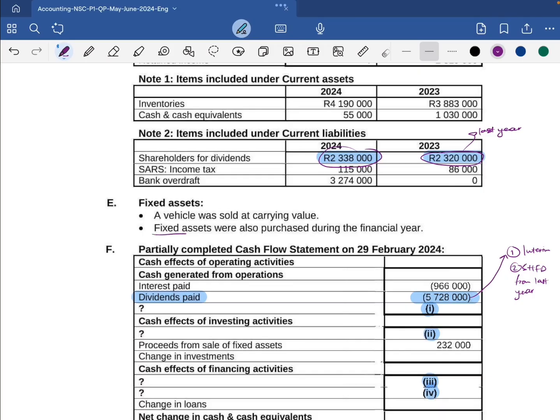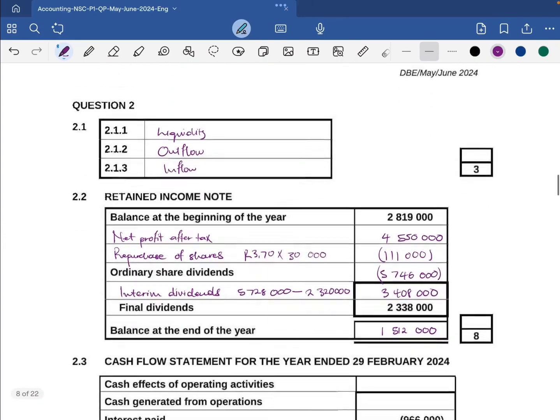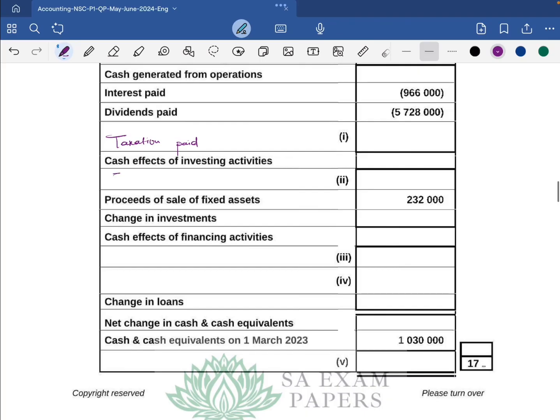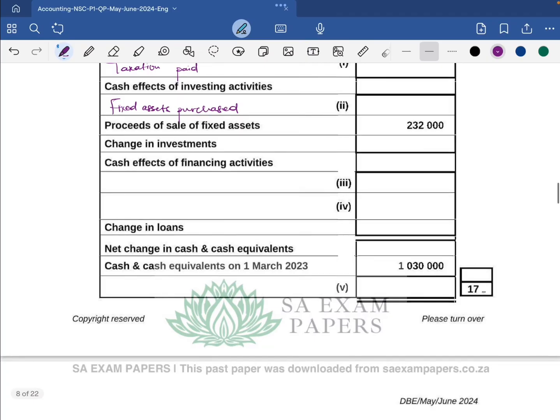It does say that fixed assets were also purchased during the financial year. So we'll need to calculate some figures for the assets that we purchased. So here we have fixed assets purchased, and we'll need to do some workings here. And then we move to Roman figure 3, which is financing activities.